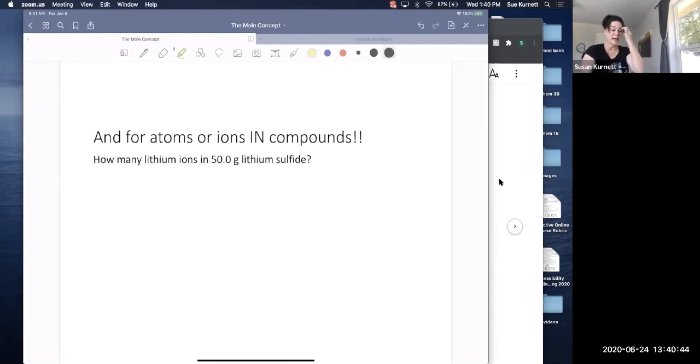Okay, for atoms or ions in compounds, we can also use this idea. So here the question is, how many lithium ions?